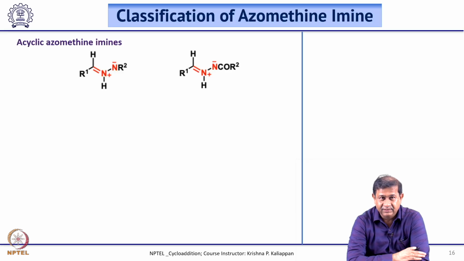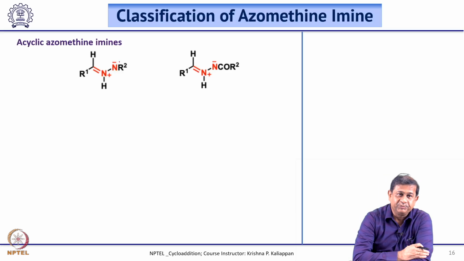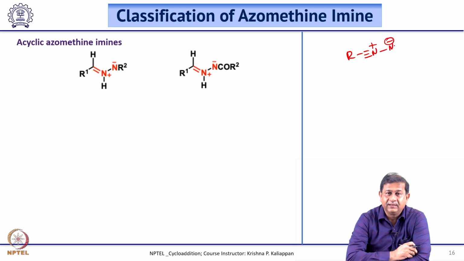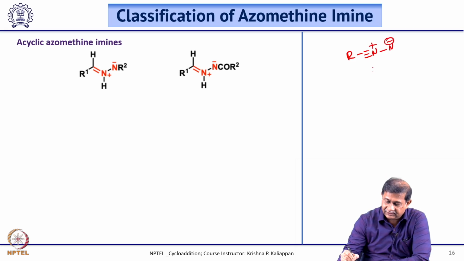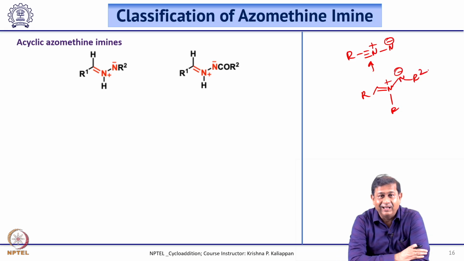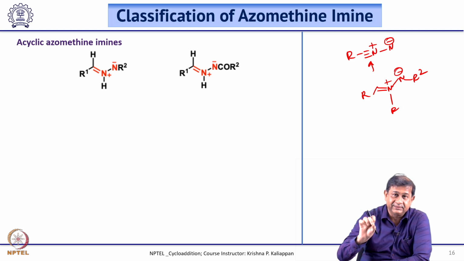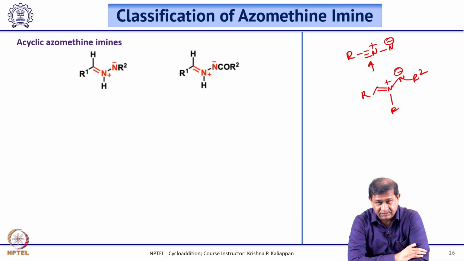Azomethine imines. So this is called azomethine imines. So in the earlier example we saw nitrile imines. So it is a triple bond here, and if it is a double bond, then this is called azomethine imine. We also earlier discussed azomethine ylides. So instead of carbon, if it is nitrogen, this is azomethine imines.